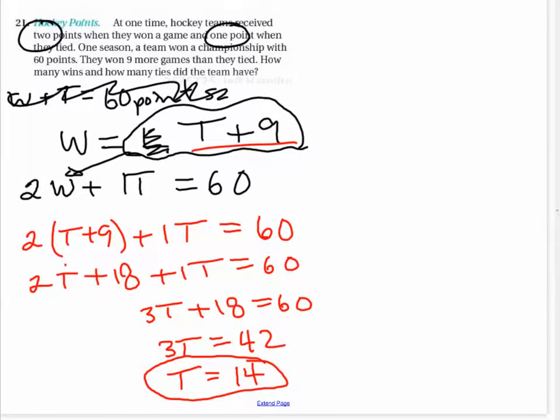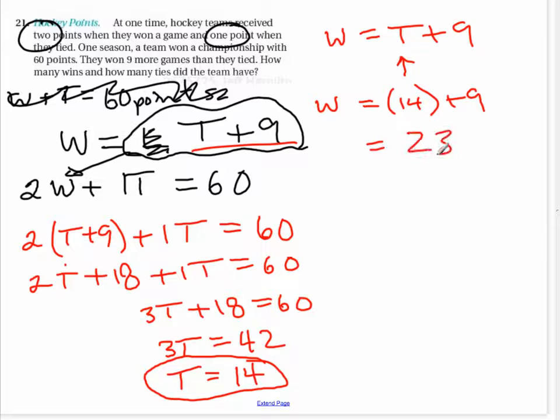Now I can plug it back into one of those original equations, like this one, and plug in what I got for ties. So my ties are 14, plus 9, so it had to be 23 wins. So that's how you do that one. Let me just do it with elimination too, just because I like elimination.